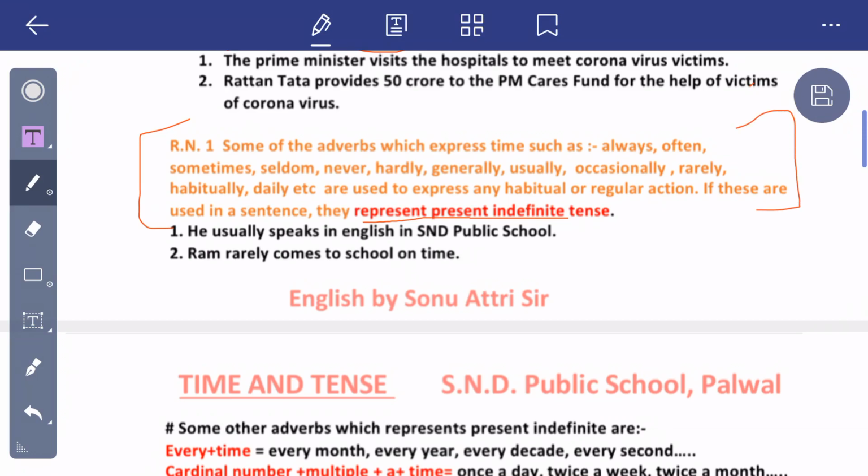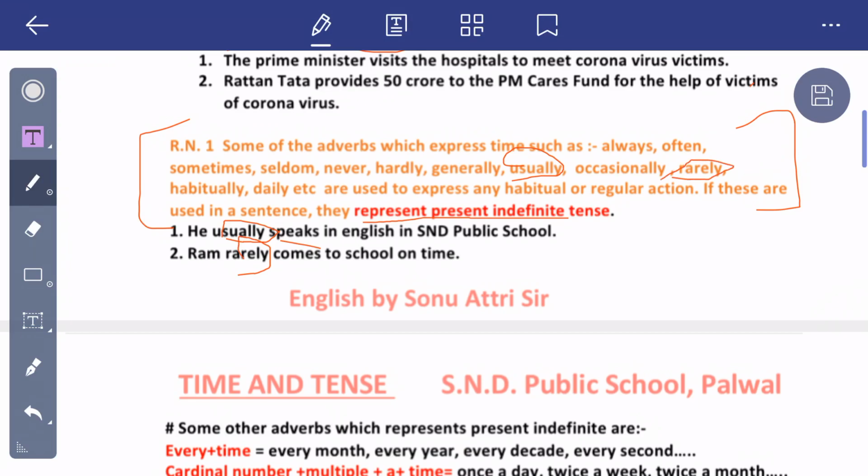Okay, now let's have a look at the first sentence. He usually speaks in English in S&D public school. So it is given here usually. Usually is an adverb of time, and as you can see, this is written here. So if this usually is given in a sentence, we will use present indefinite tense. Let's have a look at the second sentence also. Ram rarely comes. So in this sentence, what is given? Rarely.